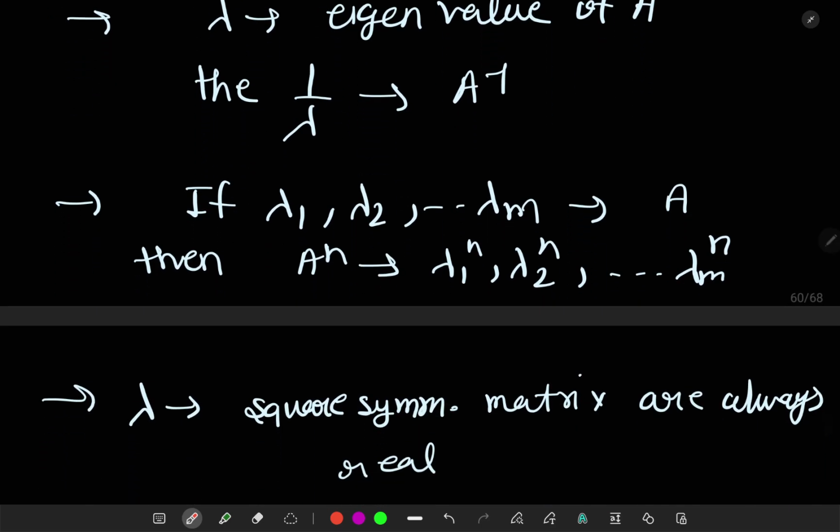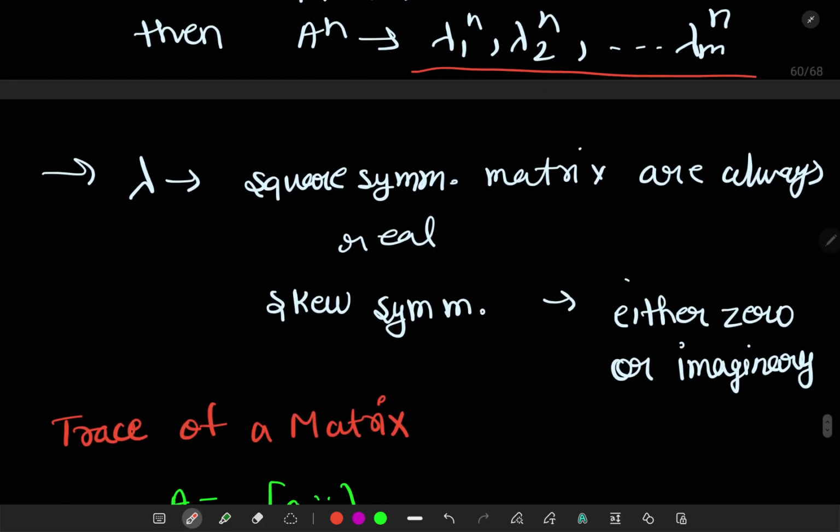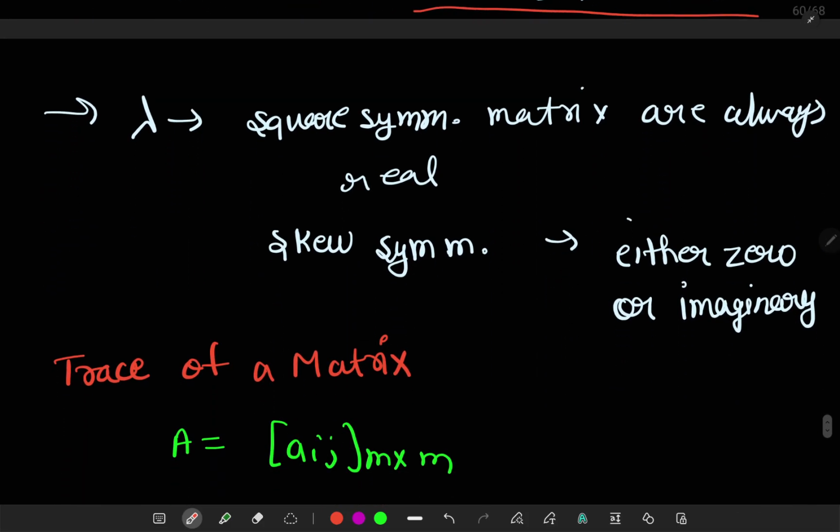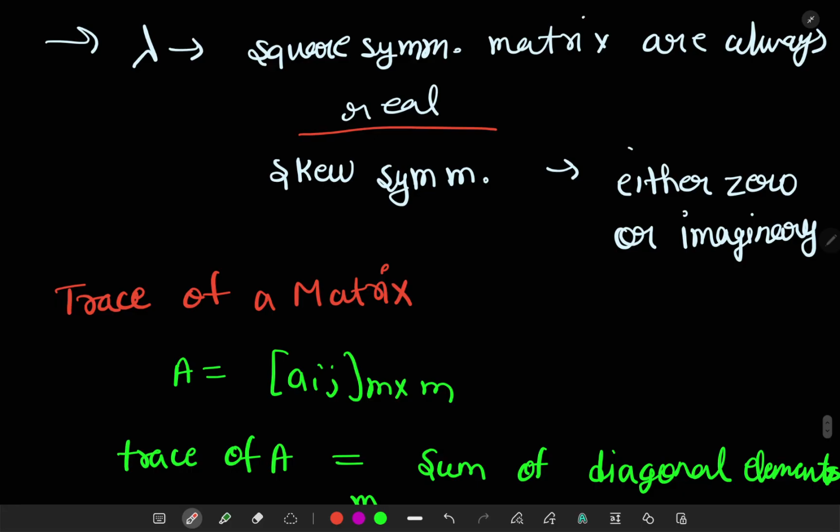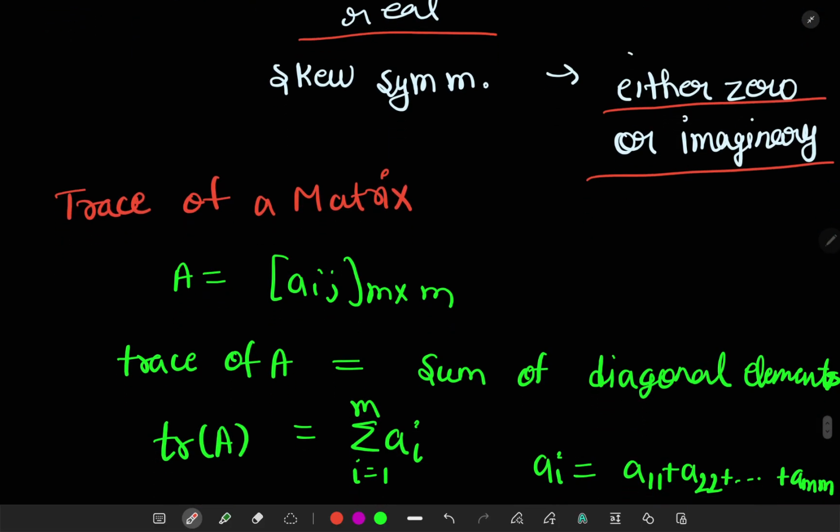If lambda 1, lambda 2 up to lambda n are the eigenvalues of matrix A, then for matrix A raised to power n, the eigenvalues become lambda 1 raised to power n, lambda 2 raised to power n, up to lambda n raised to power n. Here, the eigenvalues of a real symmetric matrix are always real, and similarly for a skew-symmetric matrix they are either 0 or imaginary.